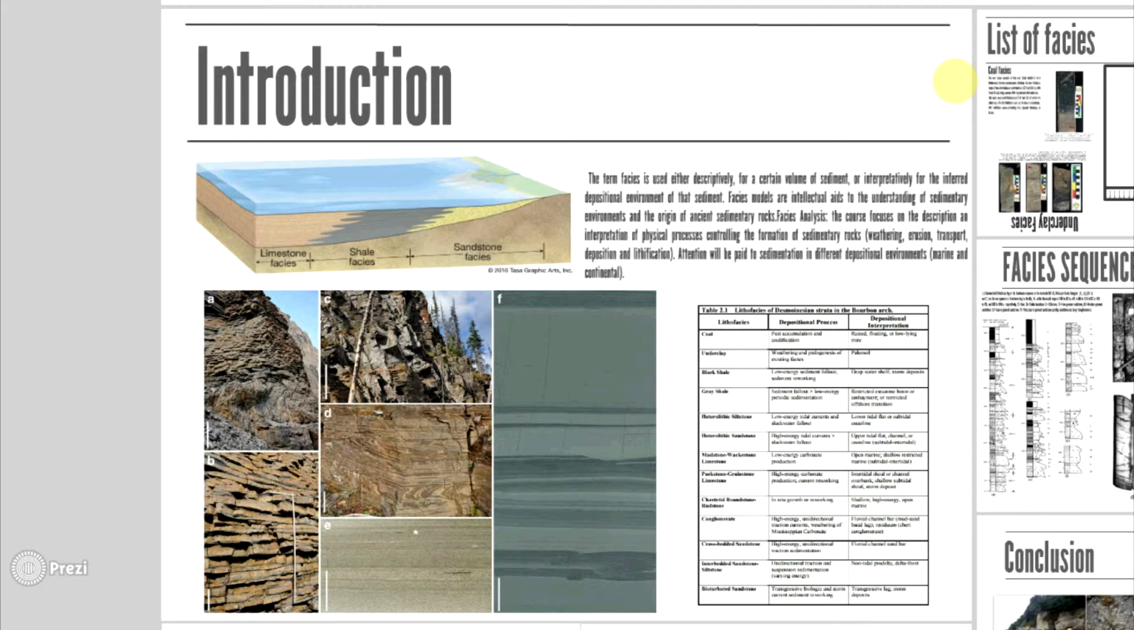Facies analysis. The course focuses on the description and interpretation of physical processes controlling the formation of sedimentary rocks: weathering, erosion, transport, deposition, and lithification. Attention will be paid to sedimentation in different depositional environments, marine and continental.